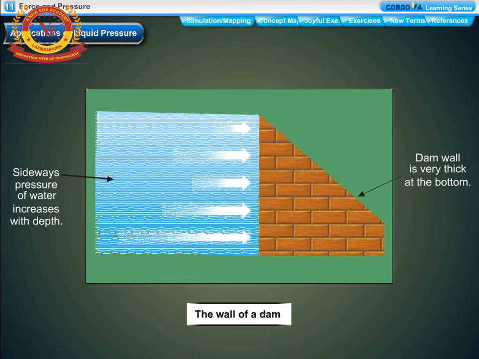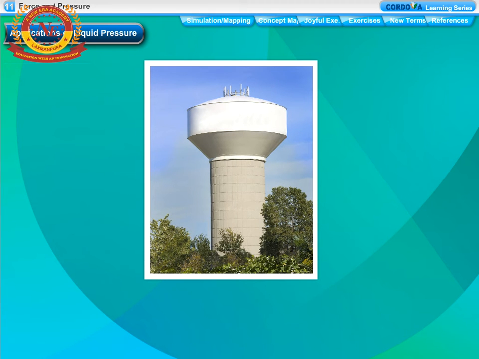Water supply tank is placed at a high place in the building. The water supply tanks are placed generally on the terrace, on top of the buildings. This is because as the tanks are placed at a greater height, the pressure of water will be large enough to force the water to reach the taps of the houses.